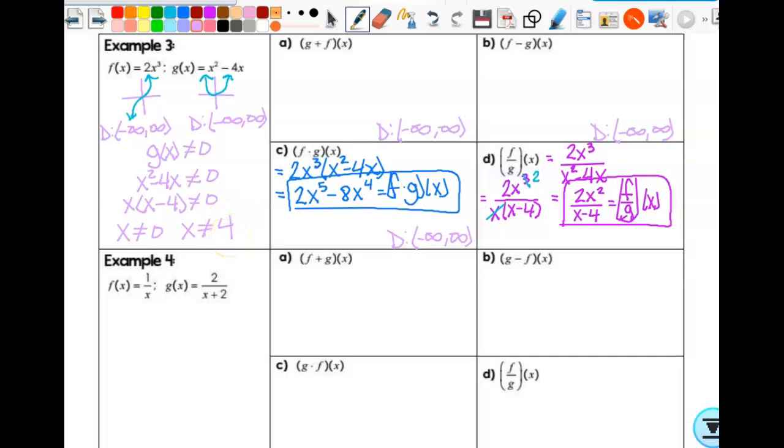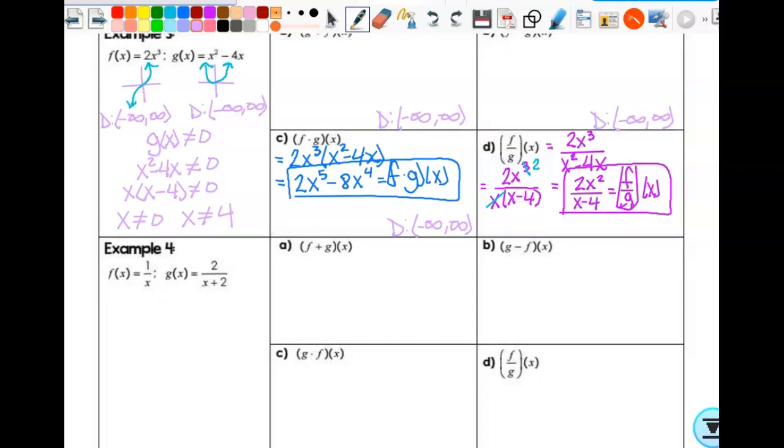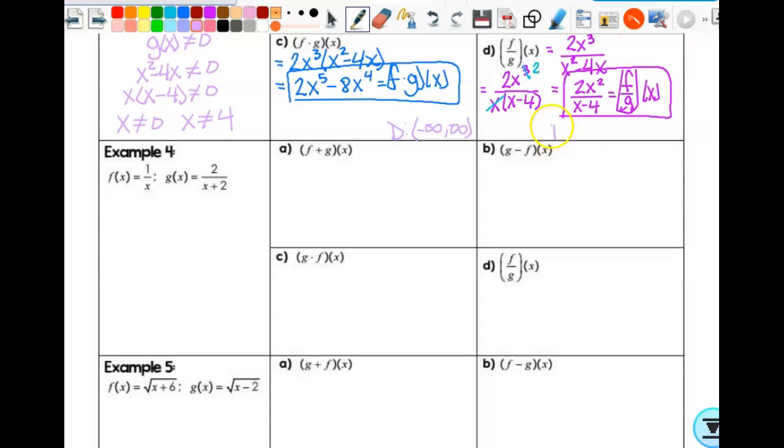Notice if I had just looked at my final answer, I wouldn't have gotten the whole thing, because we divided by g of x, then we simplified. But whatever you start with, that is your actual function that you're using, and then we simplified it some. So my domain restrictions here are the set of all x's such that x cannot equal 0 or 4. That's my domain.